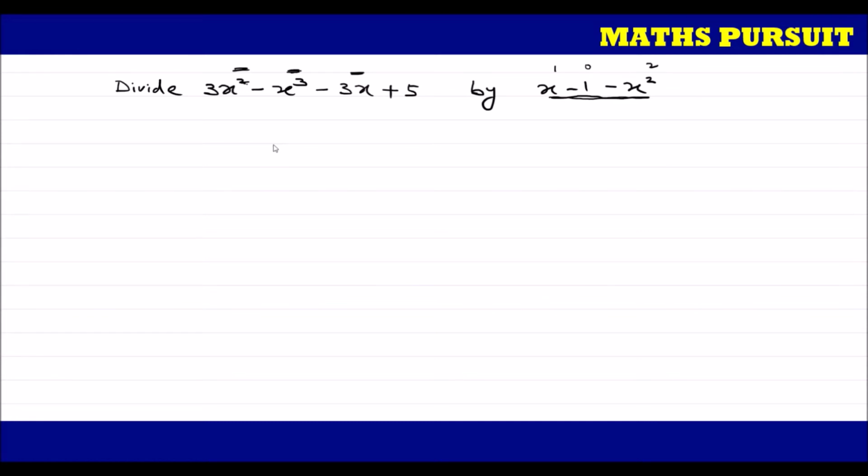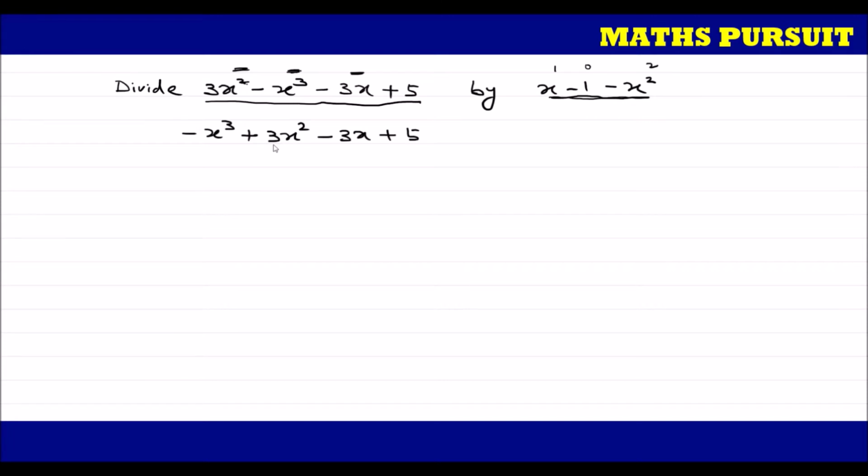Now what can I write? In order to bring this dividend to a standard form, I can write minus x to the power 3 plus 3x to the power 2 minus 3x plus 5. Now you could see that I have rearranged this equation as per the degrees in decreasing order. So what I got is minus x to the power 3 plus 3x to the power 2 minus 3x plus 5.